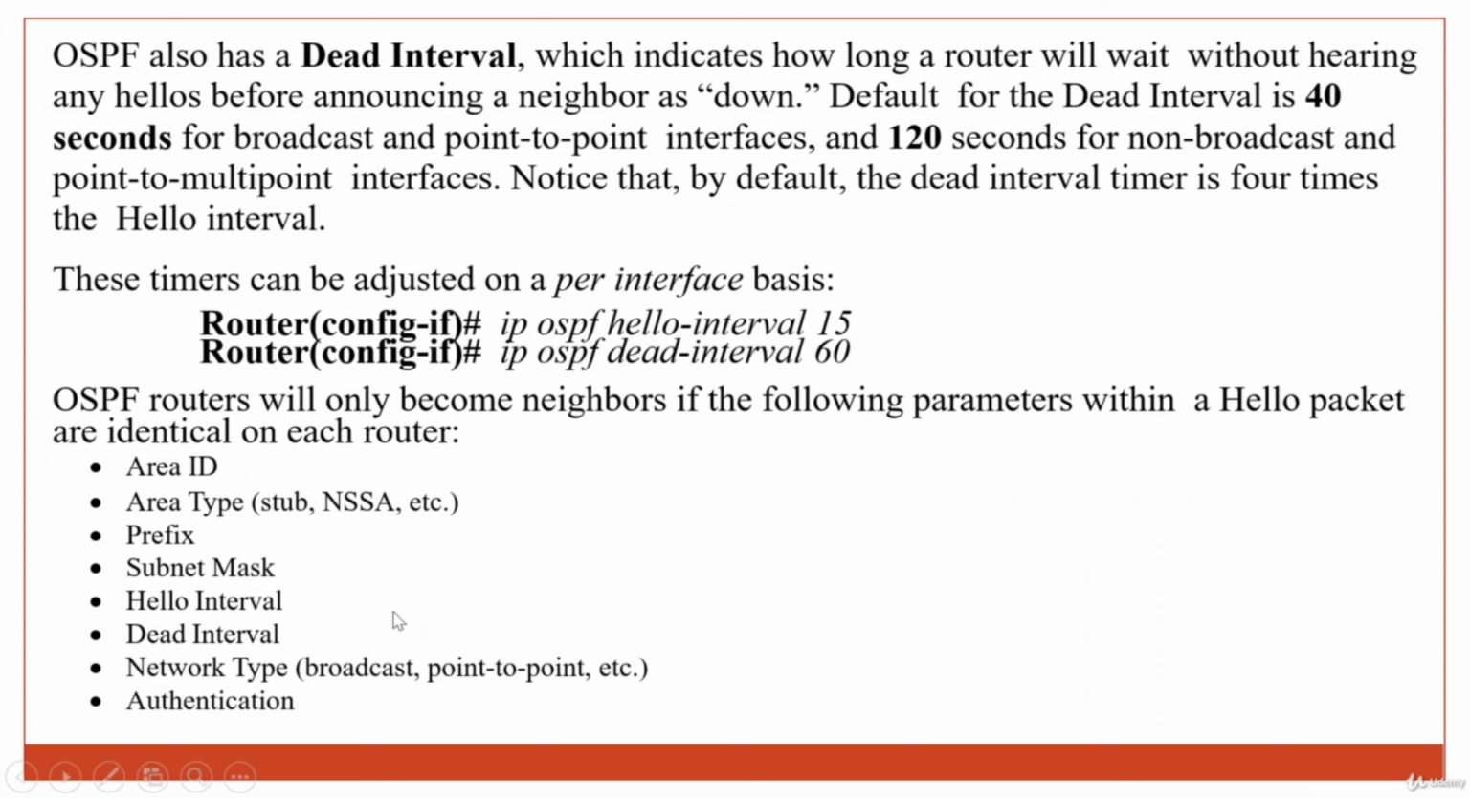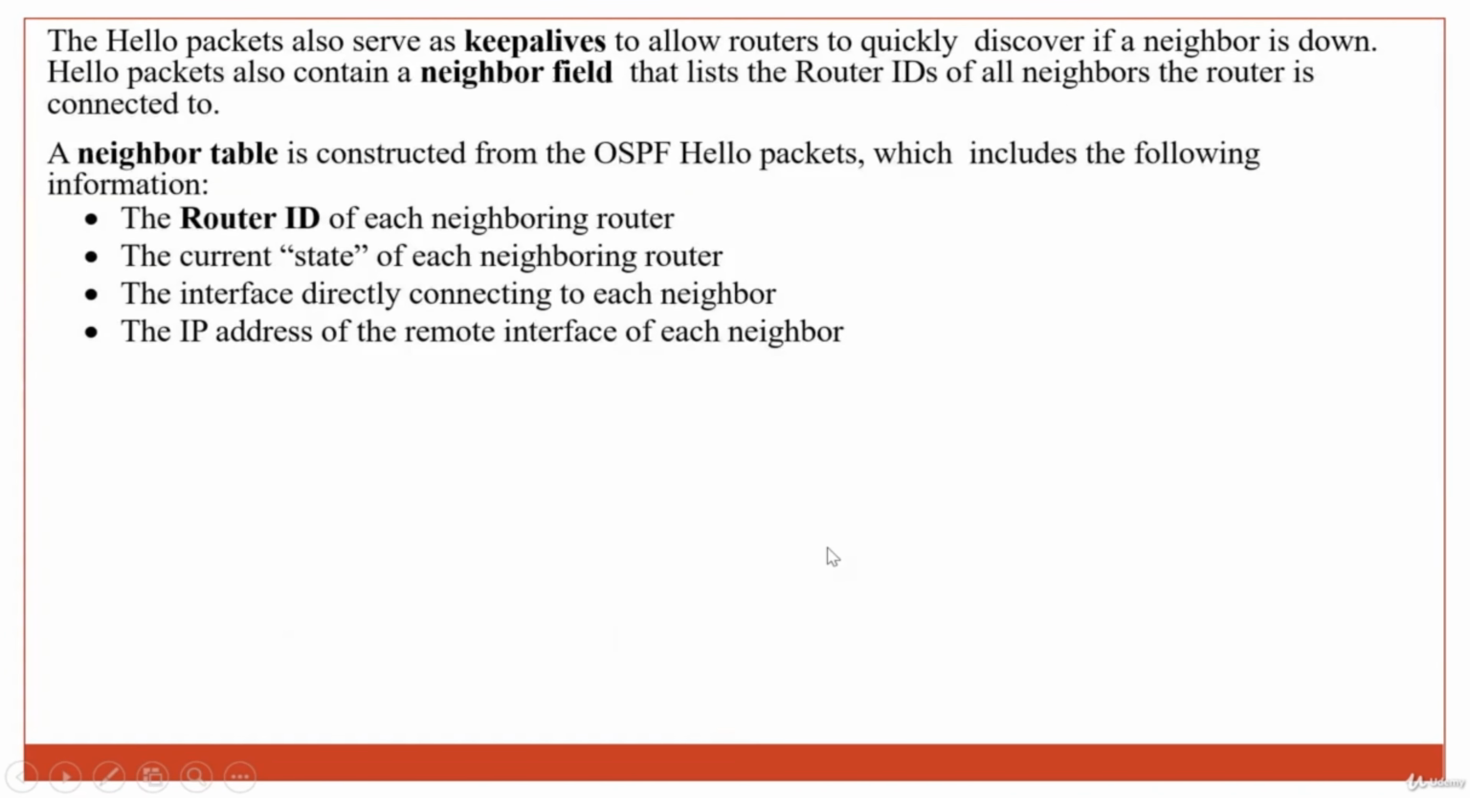So here you can see what are the fields inside the hello packet. They contain area ID, area type, prefix, subnet mask, hello interval, dead interval, network type, and authentication. Basically there are 8 fields inside the hello packet, and you should match at least the area ID, the subnet mask, hello and dead interval, authentication, etc. So some fields are mandatory that should match between two routers to form the neighbor relationship.